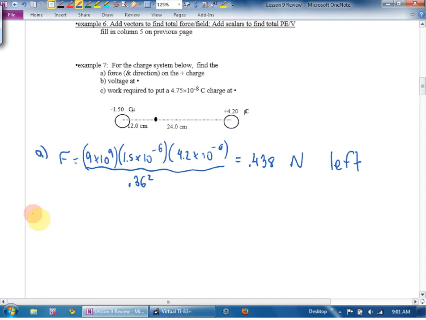B. Find the voltage at the location at the dot. Well, there are two voltages in this equation. This charge is creating a voltage, and this charge is creating a voltage. I think you're going to have to go one charge at a time, and the total voltage is going to be, add them up. Try that one.